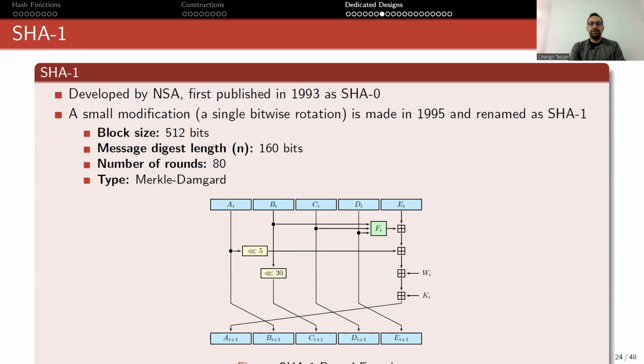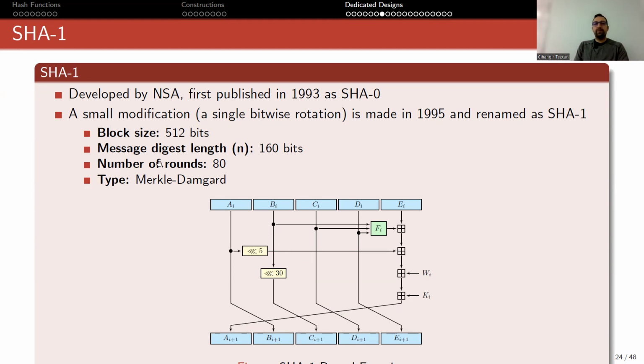SHA-1 was developed by NSA, first published in 1993, but in 1995, a small modification, I think it was this, a single bitwise rotation is added, and they renamed this new version as SHA-1. So the previous one where you don't have this is called SHA-0. This is important because we can easily break SHA-0. So actually, this is the right call to add this.